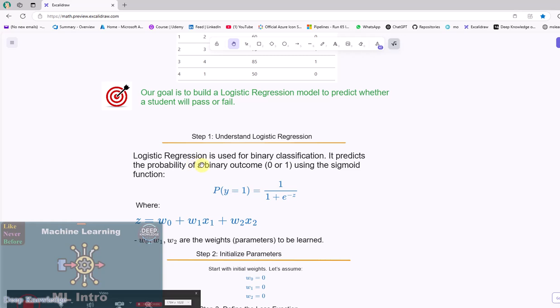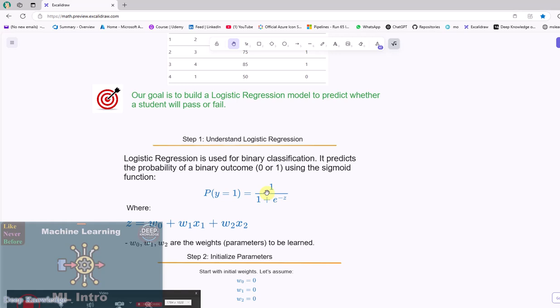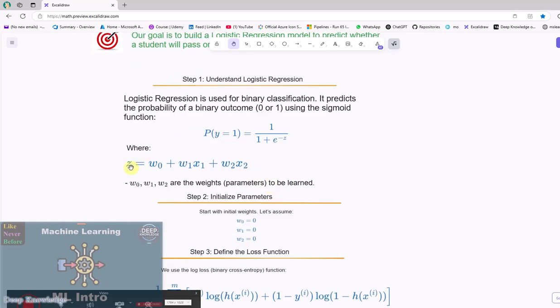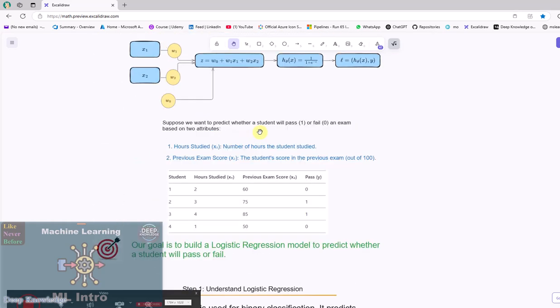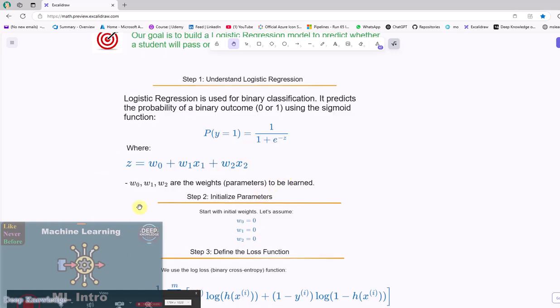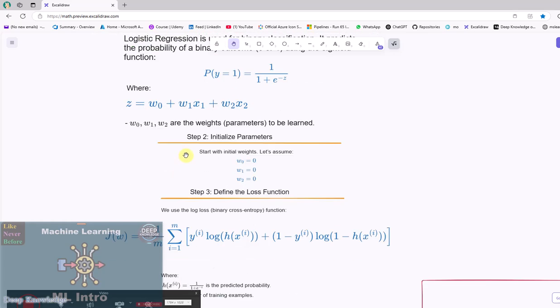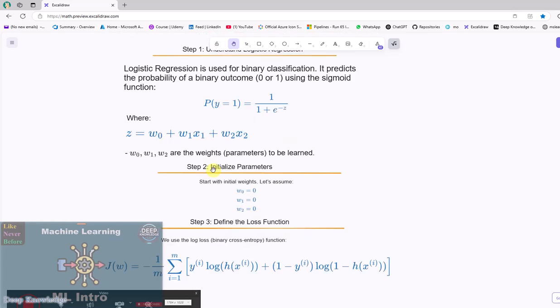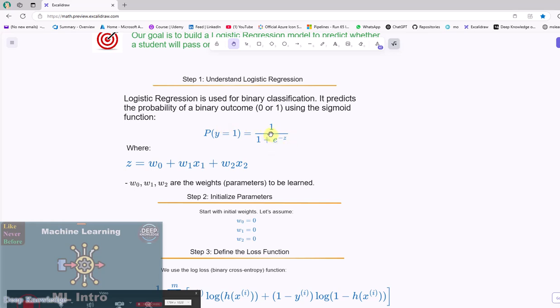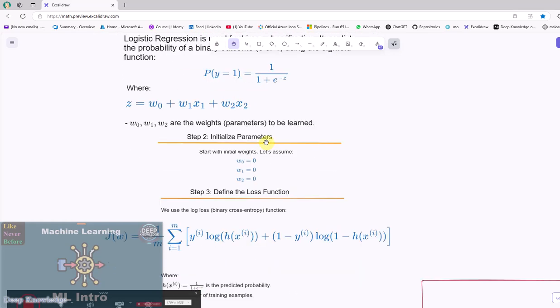As you can see, logistic regression uses this formula, which is called the sigmoid function. We have seen it here in the diagram. In the beginning, we initialize all the weights to zeros. So if we have 0 here, 0 here and 0 here, z will be 0. After that, we use this sigmoid function, 1 over 1 plus e to the minus z, with z being 0, so all this formula gives 0.5.